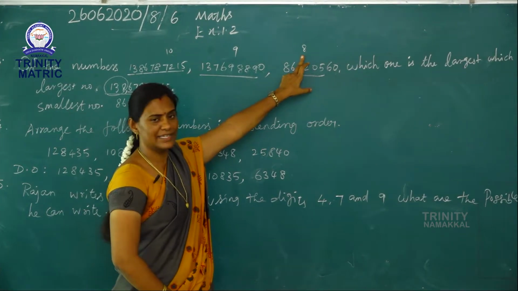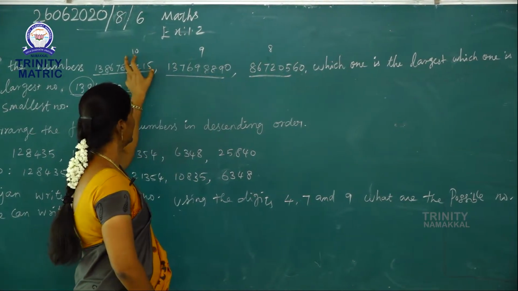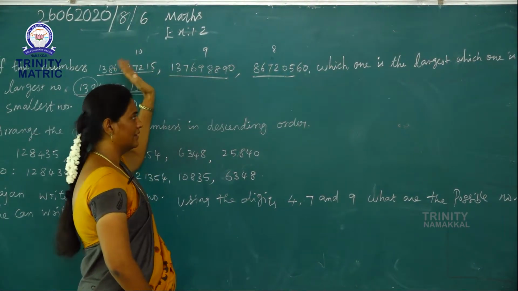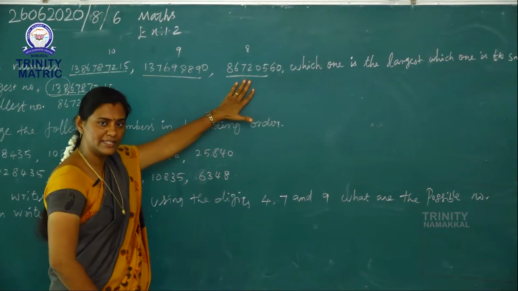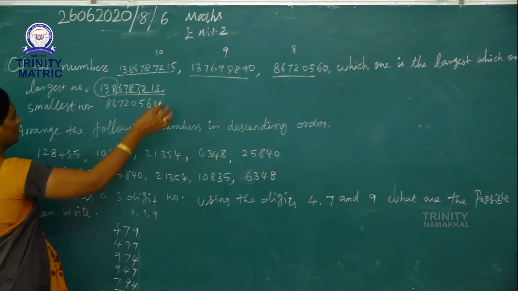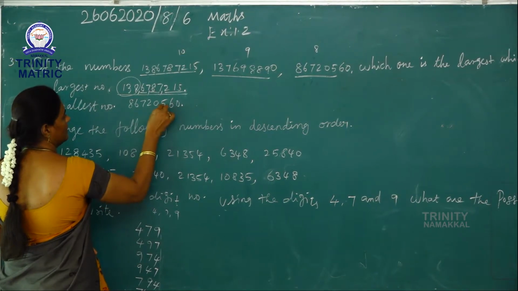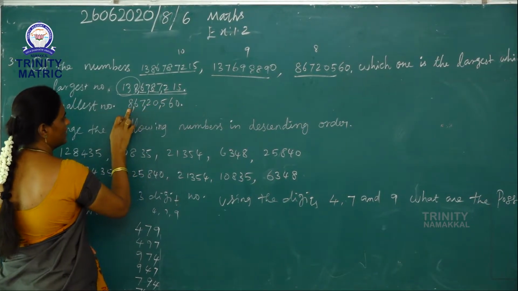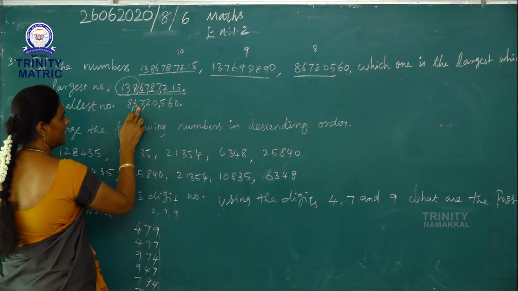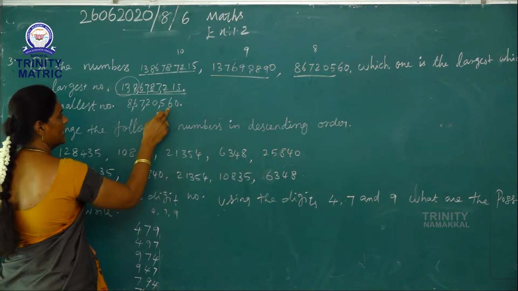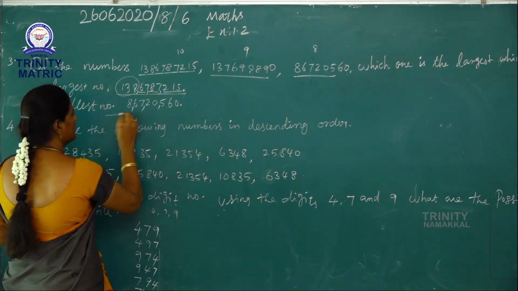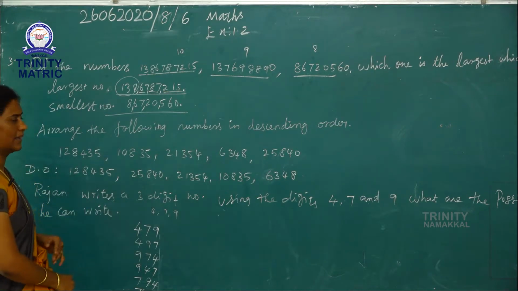Here the 8 digit number is the smallest. 9 and 10 digits are greater than 8 digits. So this is the smallest number. What is that number? Now we read this number: 8 crore, 67 lakh, 20,560. This is the smallest number.